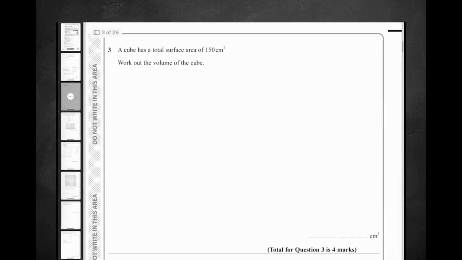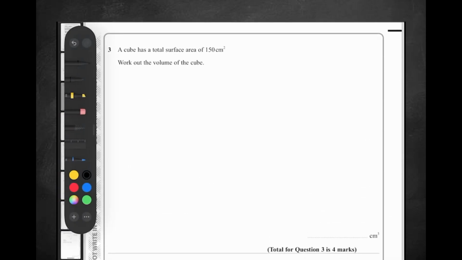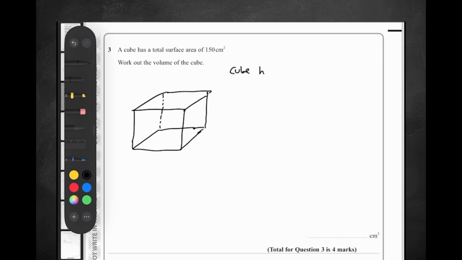Question 3. A cube has a total surface area of 150 centimeters squared. Work out the volume of the cube. So if we draw a quick cube here. Apologies in advance for this drawing. Maybe something like this. And we know that a cube has 6 sides. So I'm going to say cube has 6 sides.